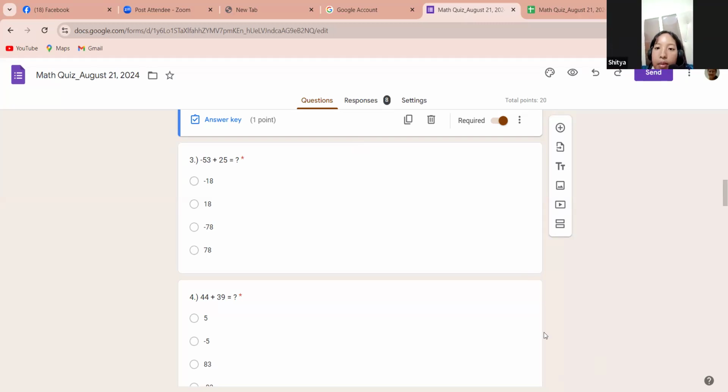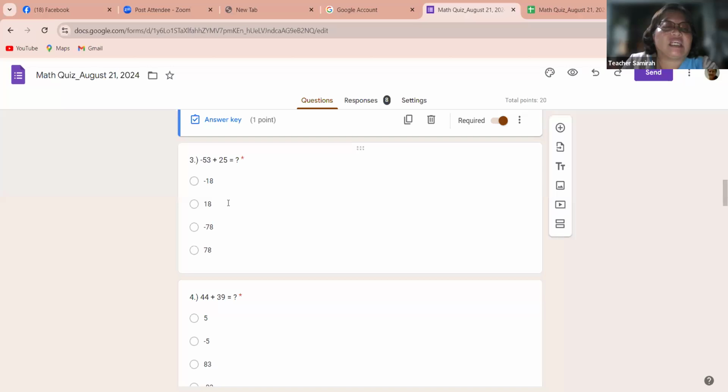and positive. Okay, so according to the rule, when we encounter two integers having different signs, what are we going to do? Are we going to add or are we going to subtract? Subtract. Okay. Which sign has the bigger value or bigger number? Negative.